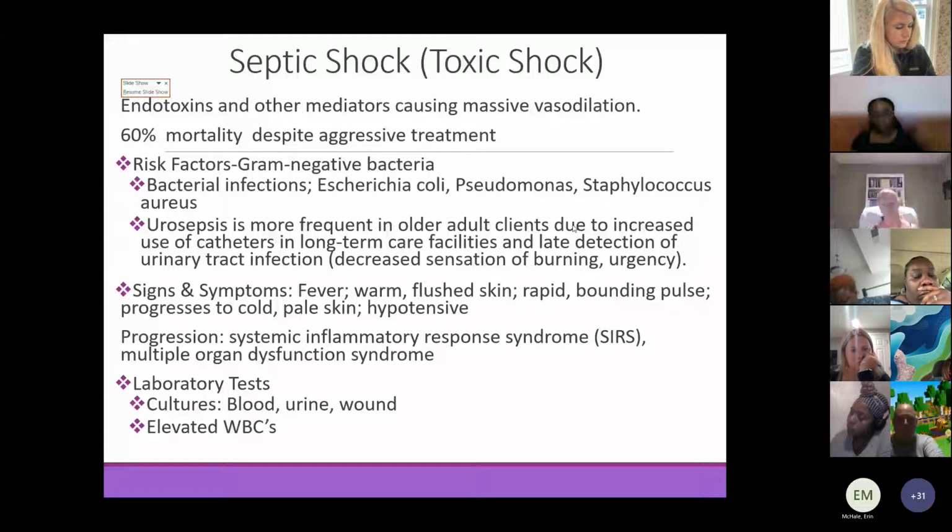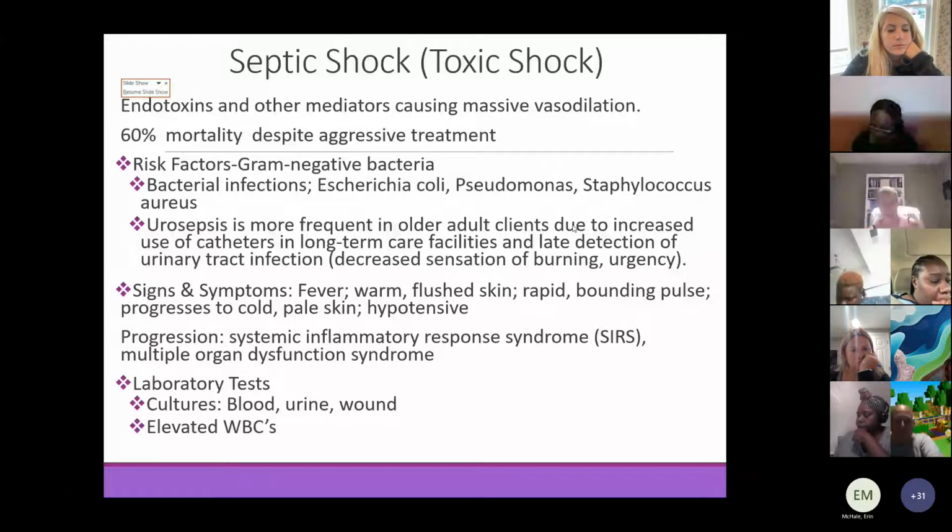It doesn't mean that every single time your patient has that they definitely have it. It's kind of like that light should be going off and you should be saying, maybe we should do some more tests. They might be septic. So eventually what's going to happen is this shock is going to turn into multi-organ dysfunction syndrome. So it's going to affect all the organs, and then it can become very deadly very quickly.